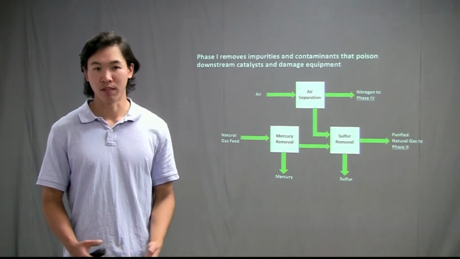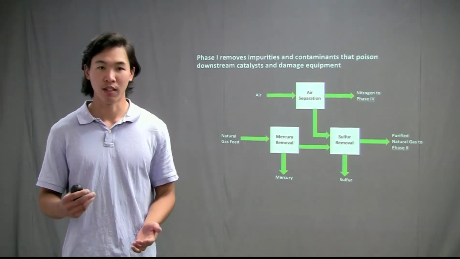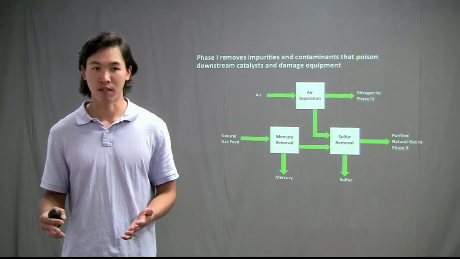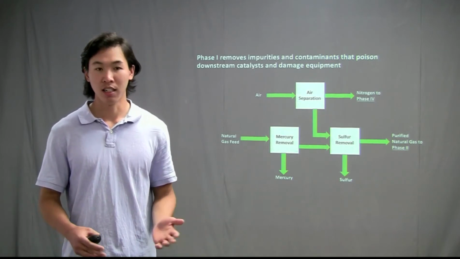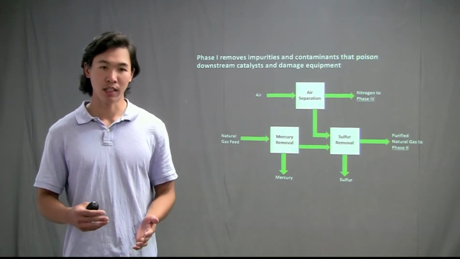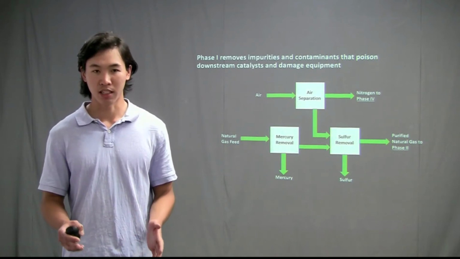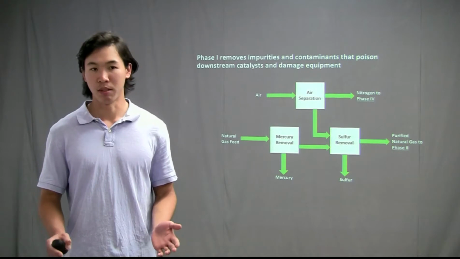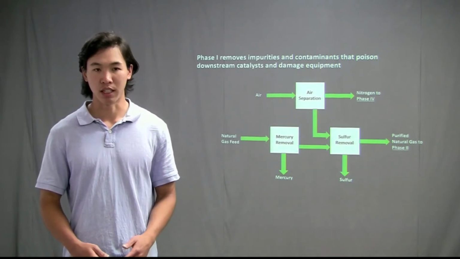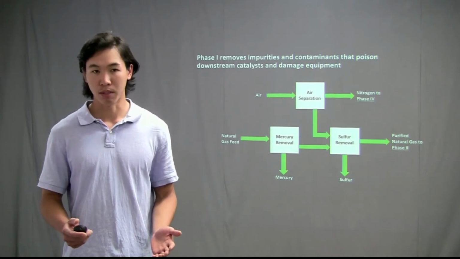Phase 1 is composed of three separate processes. First is mercury removal, followed by sulfur removal, and then air separation. During mercury removal, mercury is separated from the natural gas feed through absorption onto carbon molecular sieves. This method removes over 99% of the mercury, which is corrosive to downstream equipment.